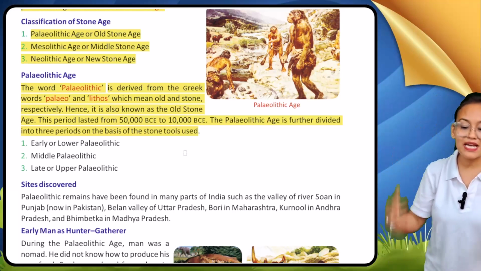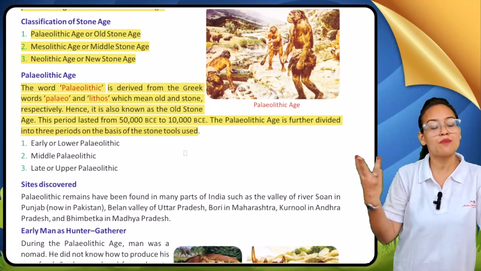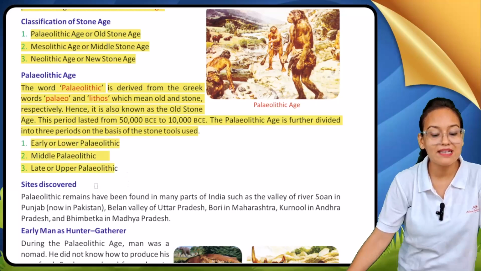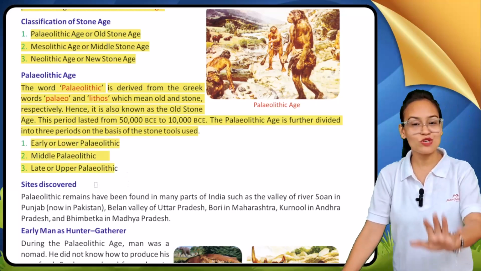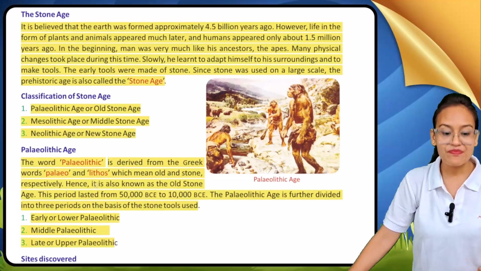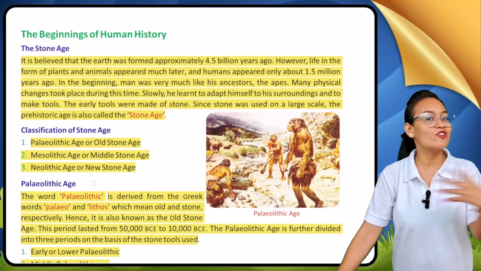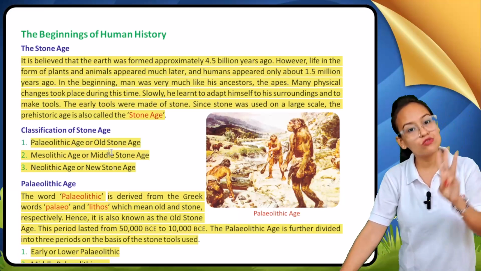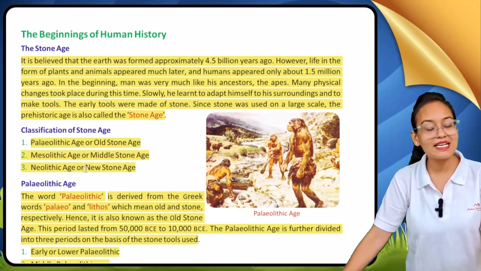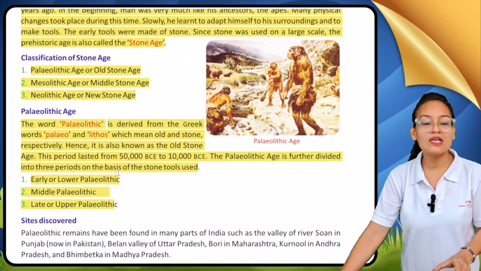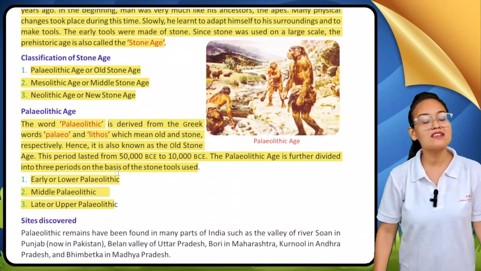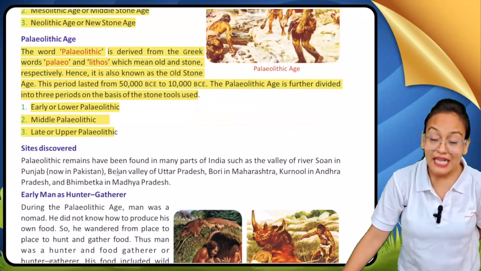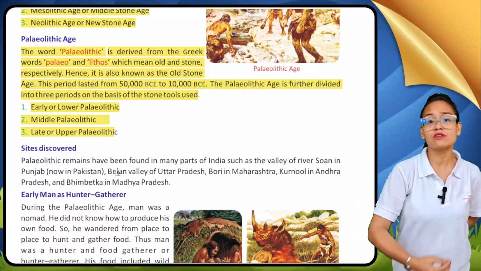Again, the Paleolithic period is divided into three parts: early and lower Paleolithic, middle Paleolithic, and later and upper Paleolithic. My dear students, don't get confused. Our human history is divided into many ages. The first age is the Stone Age. Stone Age is divided into three parts: Paleolithic, Mesolithic, and Neolithic. Paleolithic is again divided into three parts: early or lower, middle, and upper. Now, the sites at which we discovered this Stone Age.